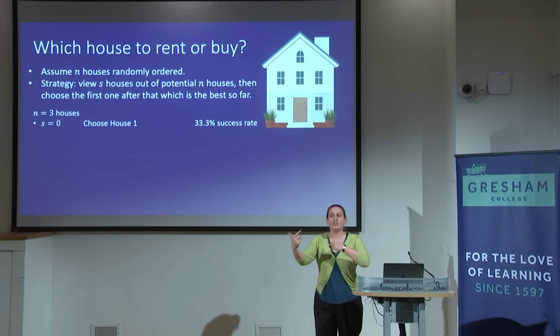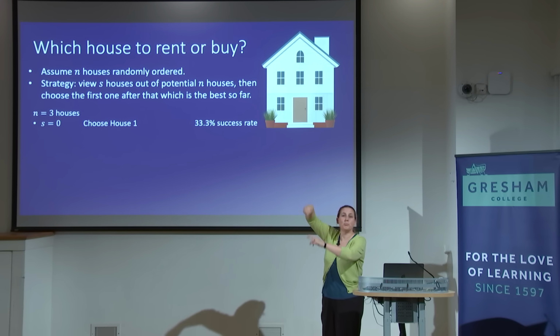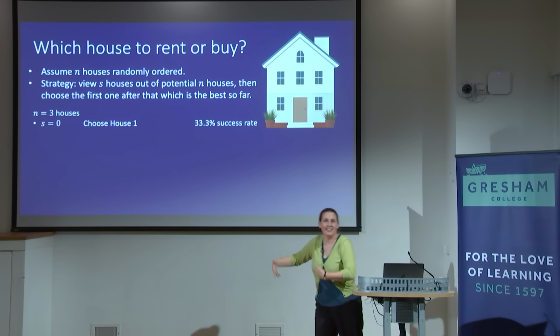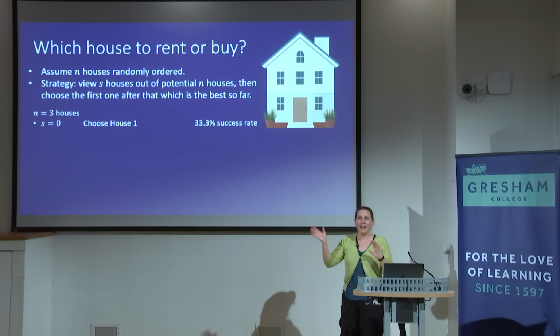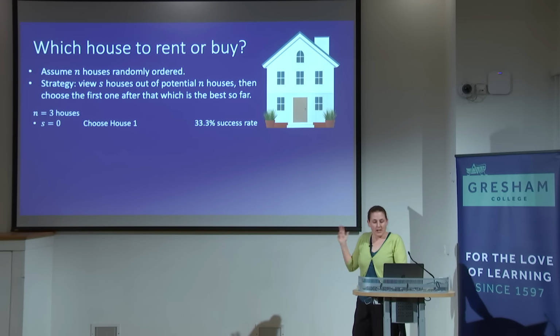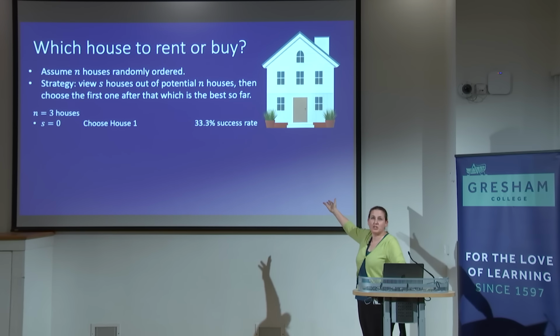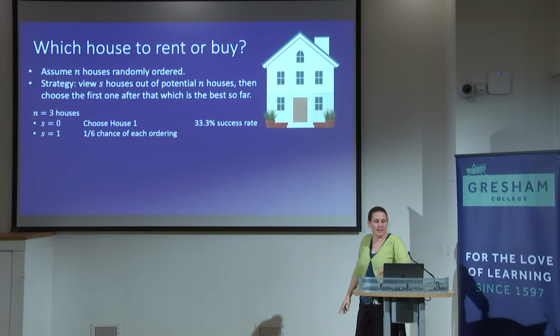But I guess we assume that these N houses could all be put in an ordering, best to worst, and that they're seen in random order. So you don't know that any one house has a 1 in N or 1 in 3 chance of being the best one. If you didn't have any in your sample size, you're going to choose the first house, success rate 1 in 3, a 33% chance of being the actual best house.